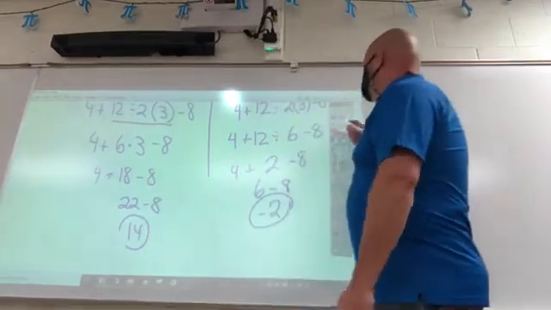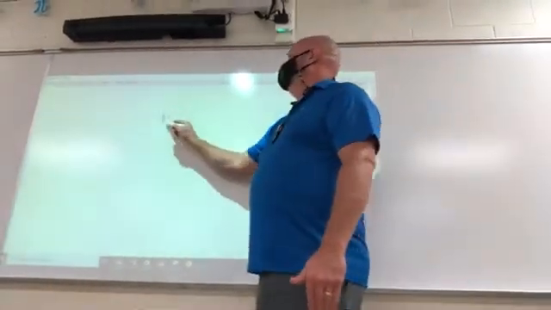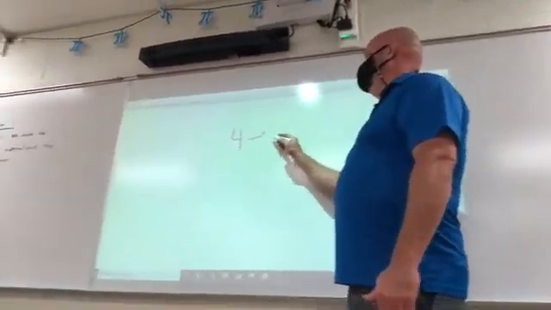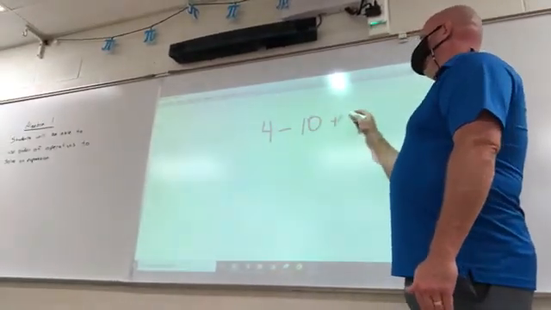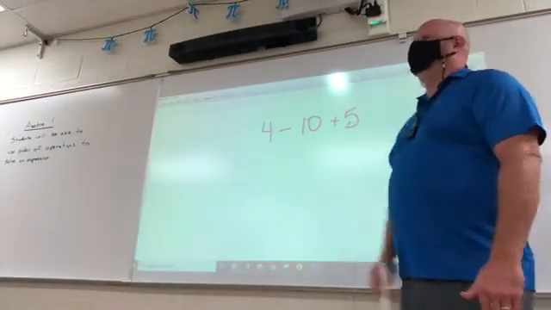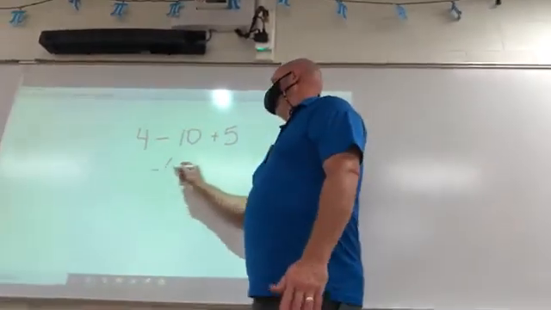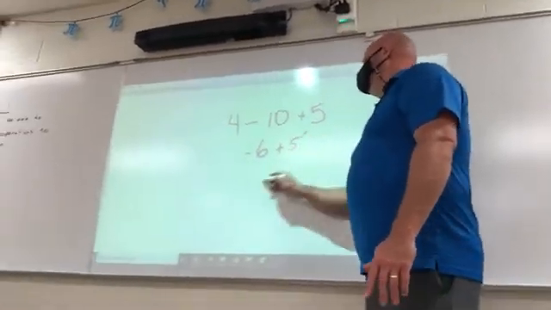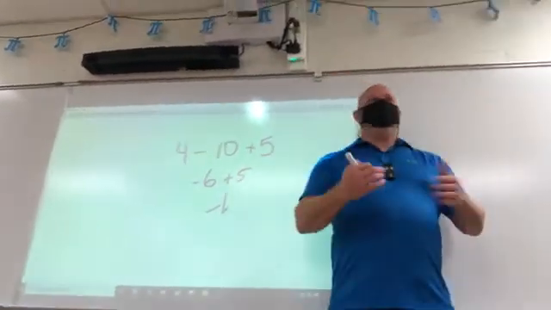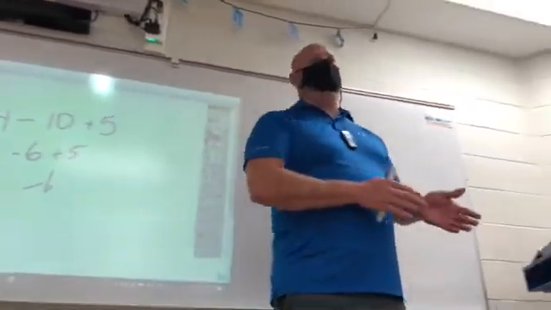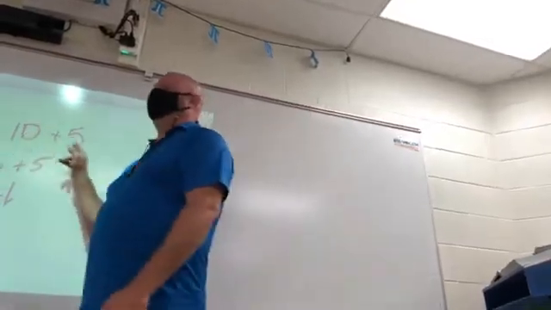If I had a problem like 4 minus 10 plus 5, I'm actually probably going to do the subtraction first. 4 minus 10 is negative 6, plus 5 is negative 1. I'm going to do it left to right.